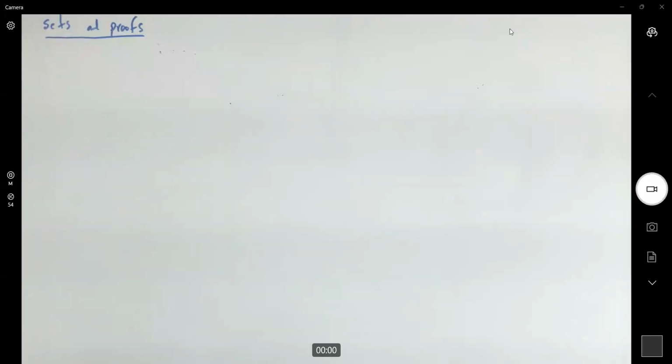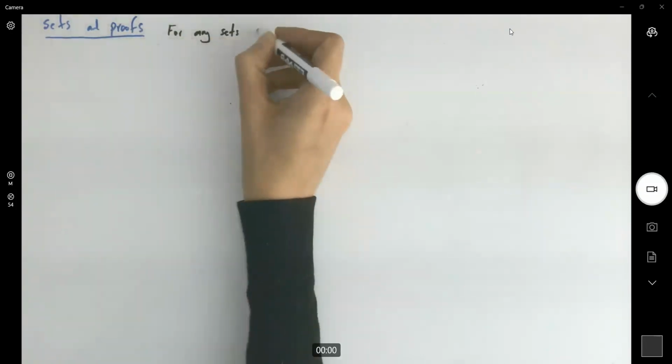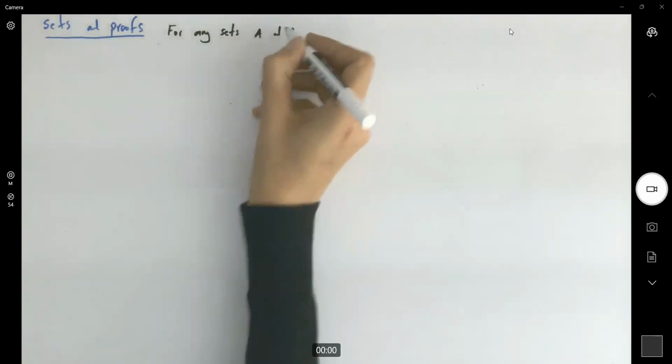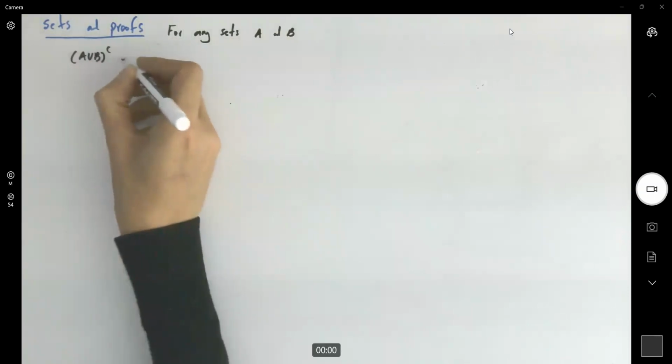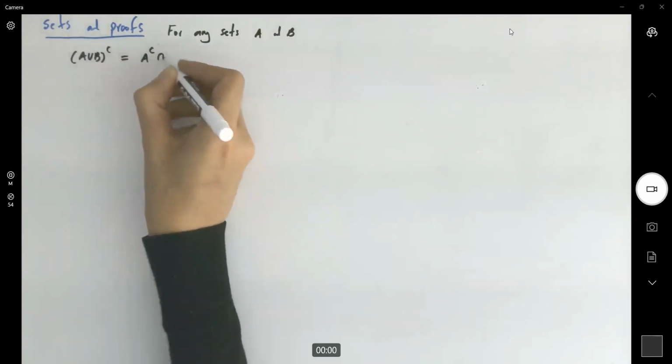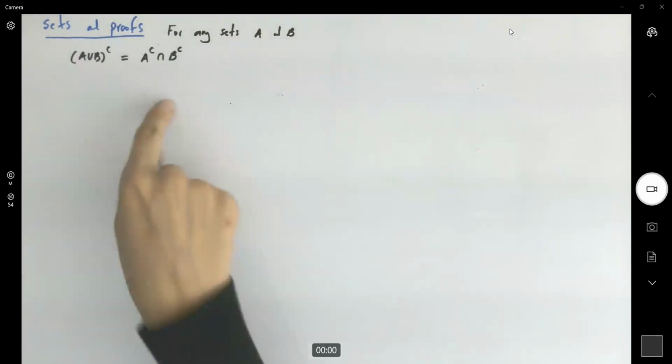We're going to prove De Morgan's law. So the proof that we're going to have is, for any sets like A and B, the complement of the union is the intersection of the complements. We're going to try to prove this.